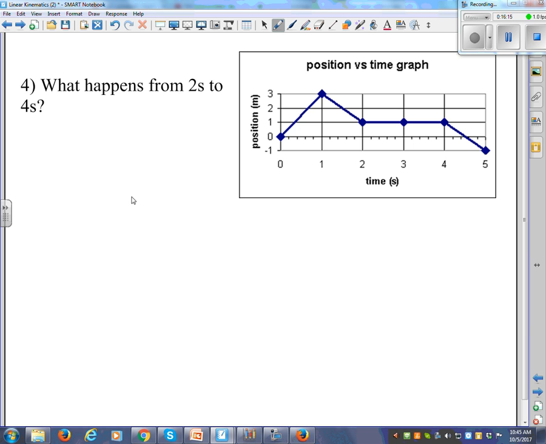Okay, what happens from 2 seconds to 4 seconds? Wade, what's going on there from 2 to 4? Staying the same. What do you mean by that? I think you're on the right track, but... It's not moving. It's stopped, is it not? Yeah. How can you tell it's stopped? Straight. Because the line is straight? Aren't those lines straight too? Do you mean the line is flat? Yeah. It's flat. Okay, yeah.